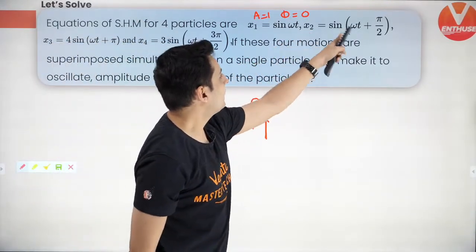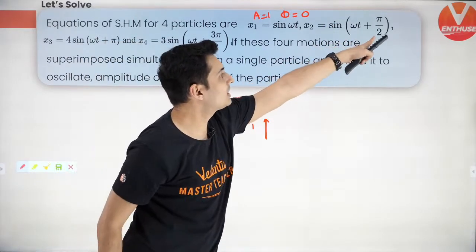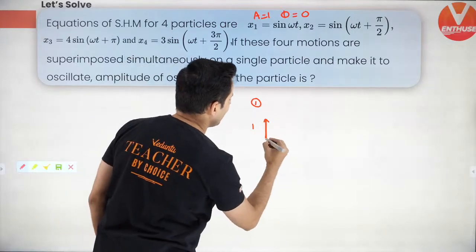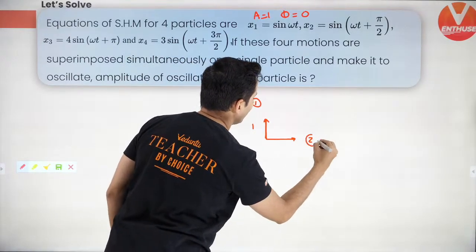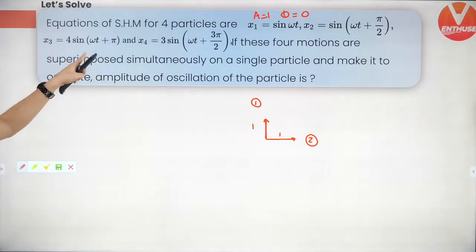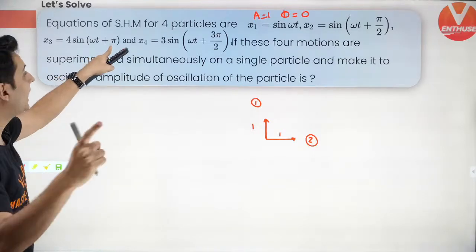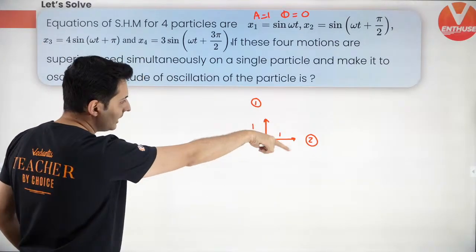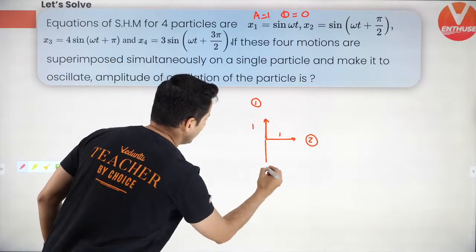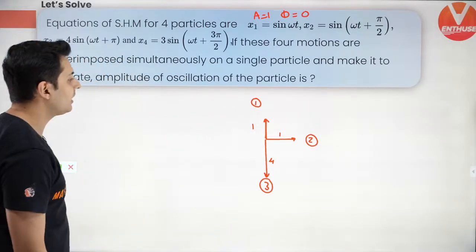X2 also has amplitude 1 but phase constant pi by 2. So pi by 2 is there and the magnitude is still 1. Great. X3 has magnitude 4 and phase constant pi. Pi means 180 degrees, so 180 degrees is below, and the magnitude is 4. So this has magnitude 4 and this is vector number 3.